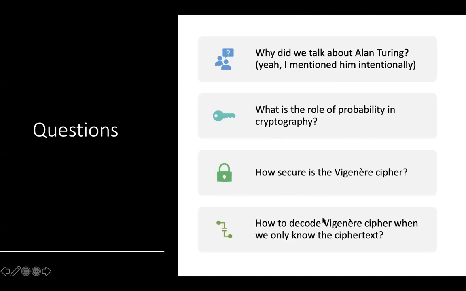And also, how do we decode the Vigenère cipher when we only know the ciphertext? This is much harder, but you could probably think of some of the techniques in cryptanalysis. Cryptanalysis might help us to decode the Vigenère cipher when only knowing the ciphertext. We might include this in our future meeting, but not this time.